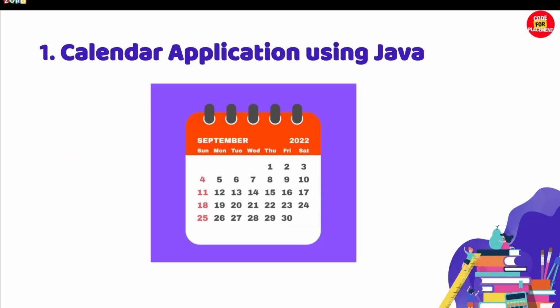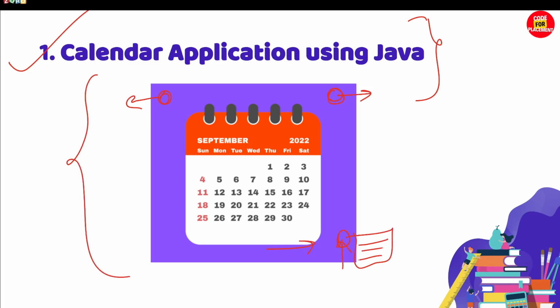For the first one we are going to deliver a calendar application using Java. In this calendar application there will be two buttons which will navigate you forward and backward through the months, and you will also get a drop down to choose the year. This is the first application where you can understand, and of course I will be providing a dry run of the code for this, and also the source code.